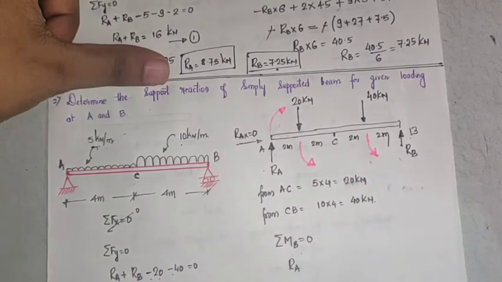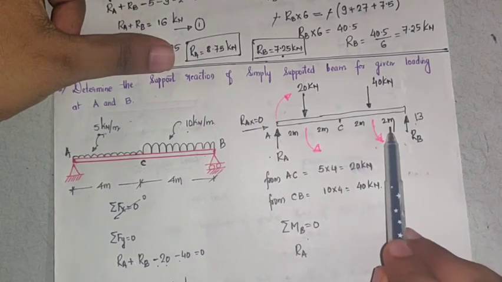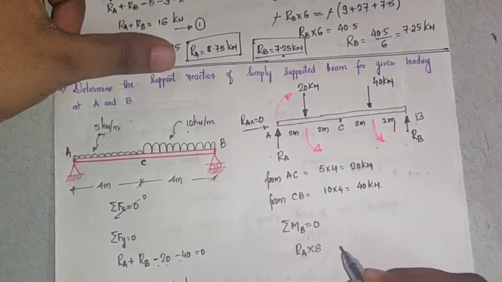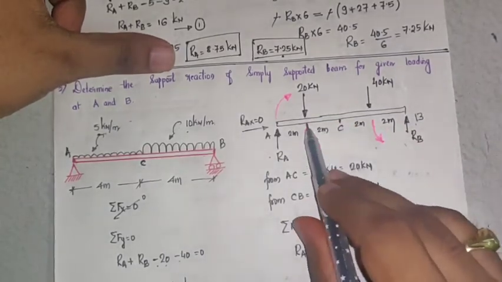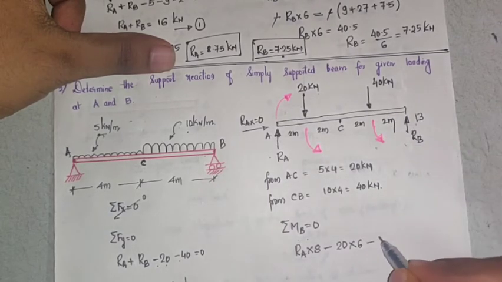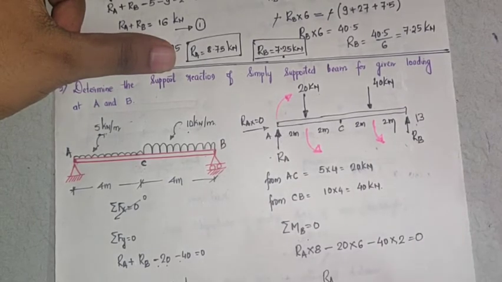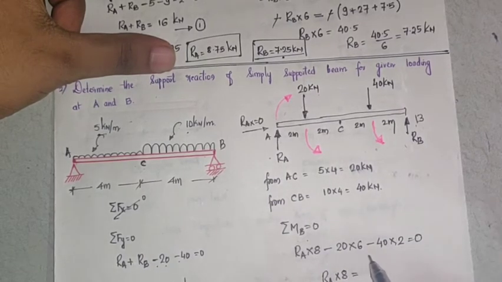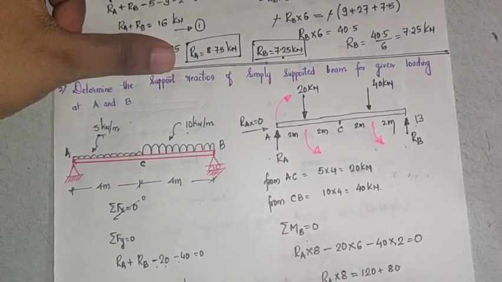What is the perpendicular distance? So perpendicular distance of RA about B is what? 2 plus 2 plus 2 plus 2. So it is 8. Then minus 20 because it is rotating anti-clockwise. Perpendicular distance of 20, 2 plus 2 plus 2, it is 6. Then minus 40, it is also rotating anti-clockwise. Perpendicular distance is 2. This is equal to 0. Solving this, you will get RA. So RA into 8 equal to, these 2 go on the other side, become positive. 20 into 6 is 120 plus 40 into 2 is 80. So RA is equal to 200 divided by 8.